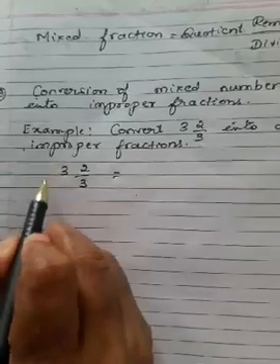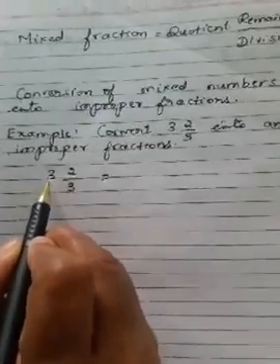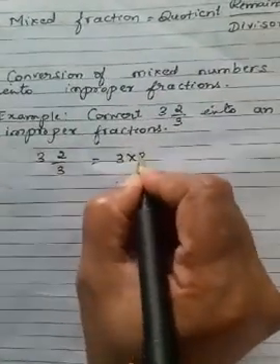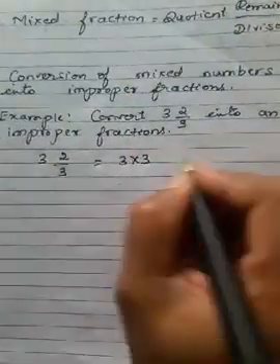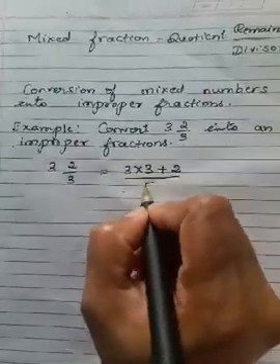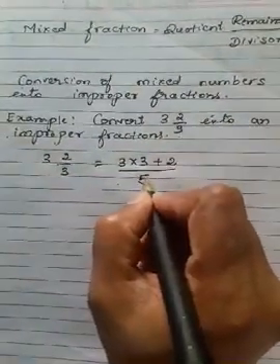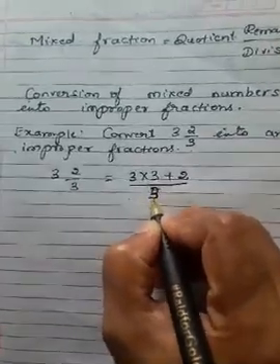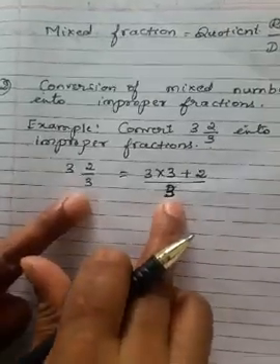So multiply the integral part, which is 3, by the denominator. 3 into 3. Okay, then add the numerator. Which is the numerator here? 2 is the numerator. So add the numerator, and the divisor remains the same. Which is the divisor? Sorry, it is not 5. It is 3. The divisor here is 3. So 3 into 3 plus 2, divided by 3.